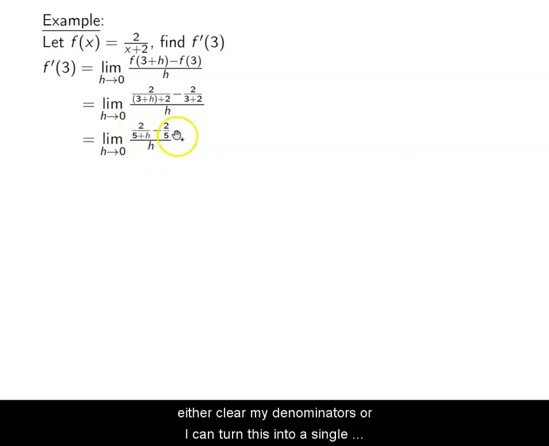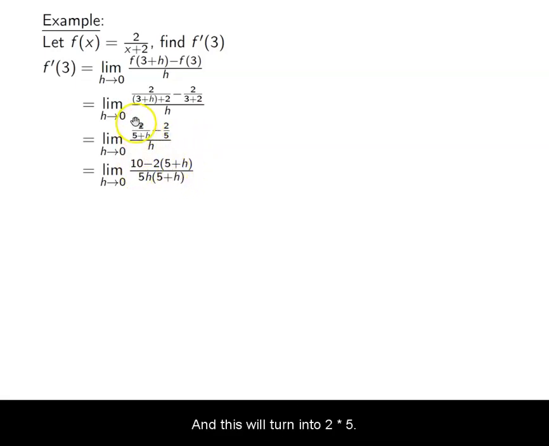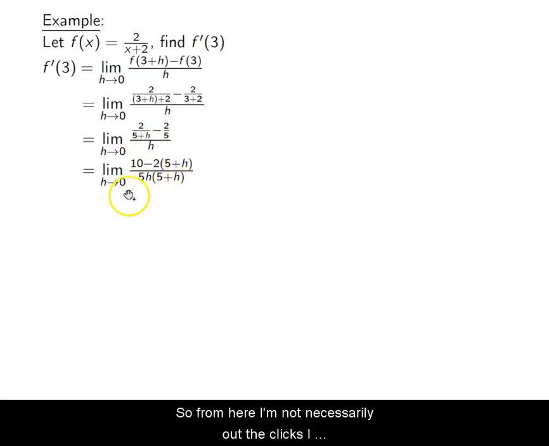I can either clear my denominators or turn this into a single fraction. It doesn't really matter. Here I'm going to clear the denominators, so I'm going to multiply everything times 5 plus h. This will turn into 2 times 5. This turns into 2 times 5 plus h. And the denominator turns into that value that I multiplied top and bottom by, which is 5 times 5 plus h. From here, I'm not necessarily out of the clear because I still have an h here, and if I plug in a 0, I'm not yet continuous here. So let's finish simplifying this down.